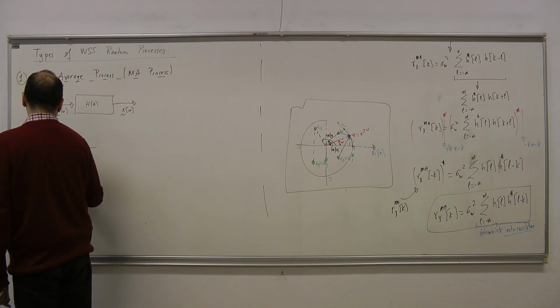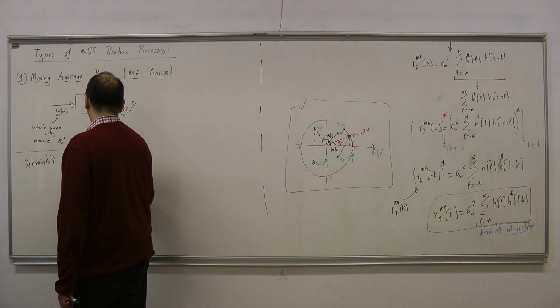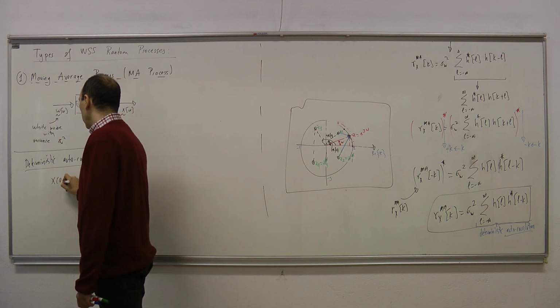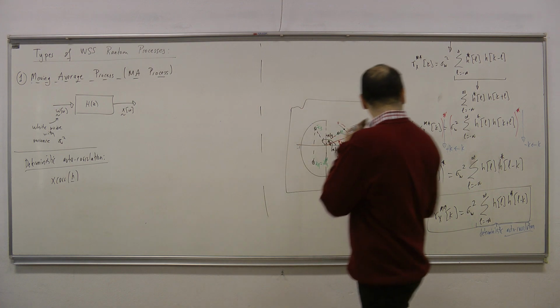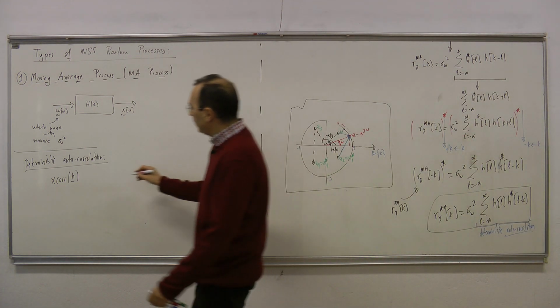Deterministic autocorrelation. For example, in MATLAB there is a command xcorr. If you write xcorr of h, a vector, this calculates exactly this one. So what do I mean by that?